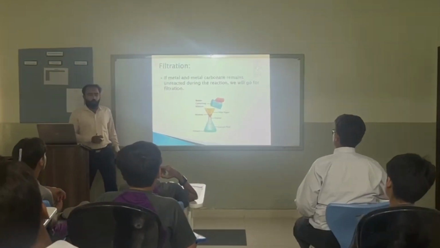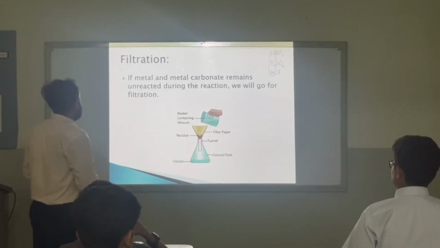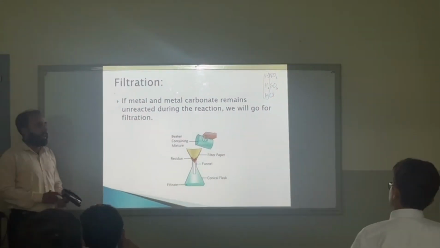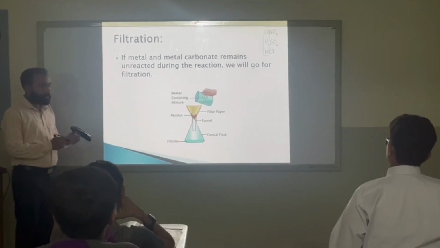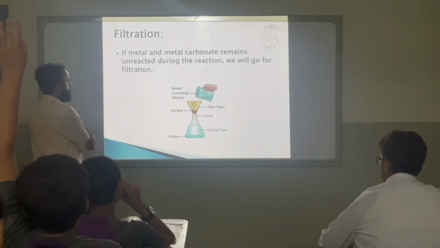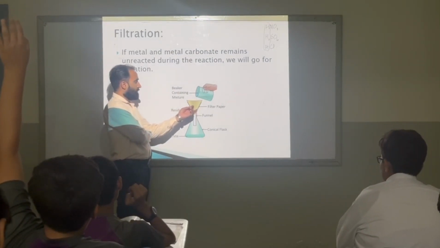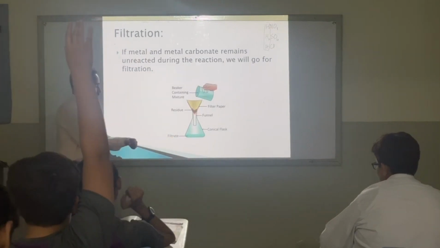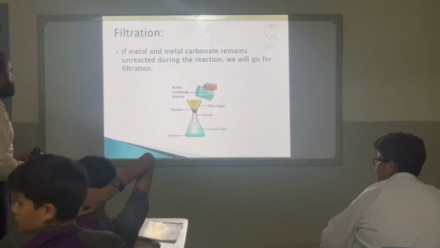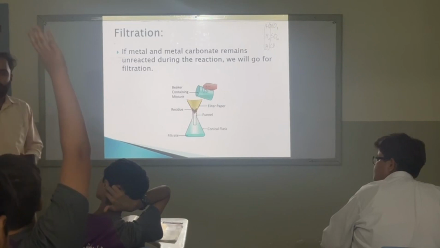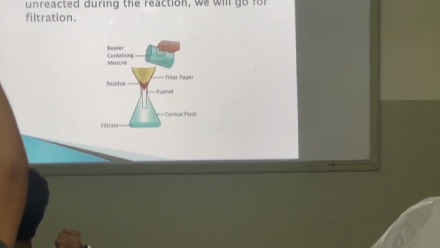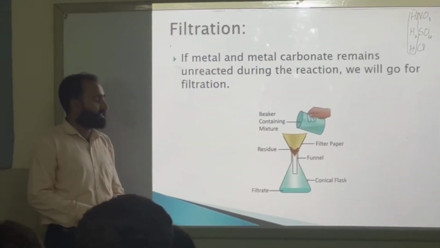If we have formed salts and some of the metal or metal carbonate remains unreacted, we have to filter that out from our solution. In the complete procedure of filtration, we can use a filter funnel and a filter paper, and here is a conical flask. The solution which contains unreacted metal or metal carbonate will be poured on the filter paper. What passes through the filter paper is called filtrate, and the substance that remains over the paper is the residue.